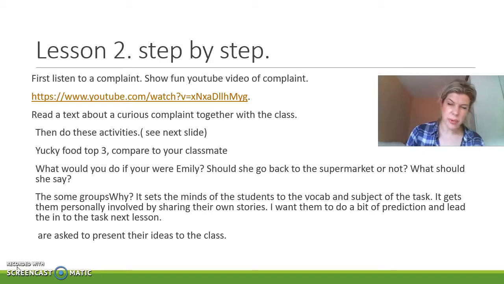Has it dropped on the floor? Would I still eat it? Is it a 3-second rule? Would that be okay for me? So they would sort of make a little bit of a list of what is okay for them still, and compare to their classmates and share that with the group.